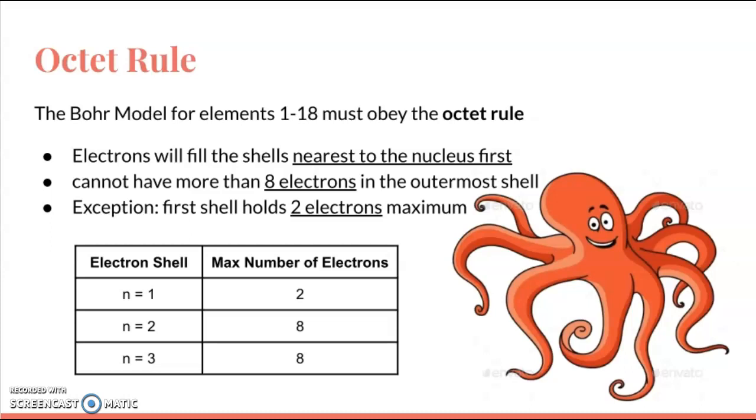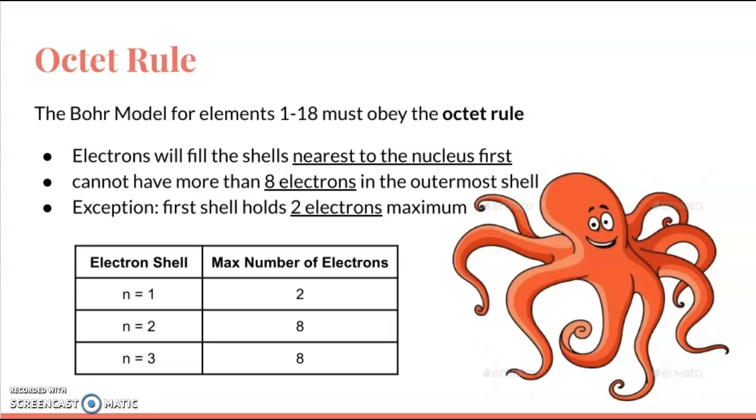And with the Bohr model, we have a rule that we must abide by, and that is your octet rule. Okay. And this only really applies to elements 1 through 18, and we're going to see why next week. Okay. But my octet rule states a couple things. 1, electrons will fill the shells that are closest to the nucleus first and then move out, right? So meaning if I have an element that is in period 3, so 3 energy levels, I'm going to fill energy level 1 before I move on to energy level 2 and then move on to energy level 3.